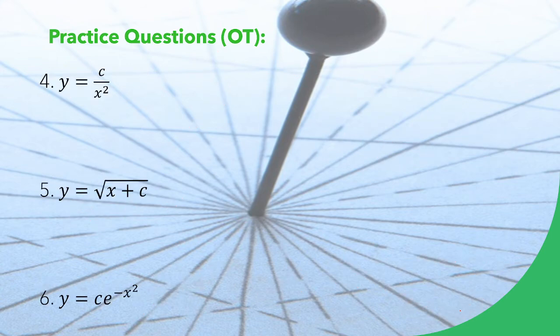Okay, if you go to question number 4, so in question 4, y is equal to c by x square. So y dash would give you minus 2c divided by x cube.